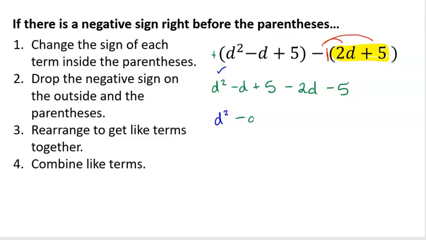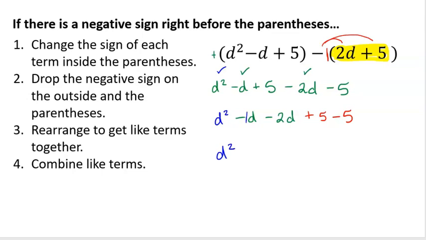Then I have minus d minus 2d. And then I have plus 5 minus 5. Now, I need to remember that there's a 1 in front of the d there, and that's going to help me with doing my math. D squared is just going to stay the same.